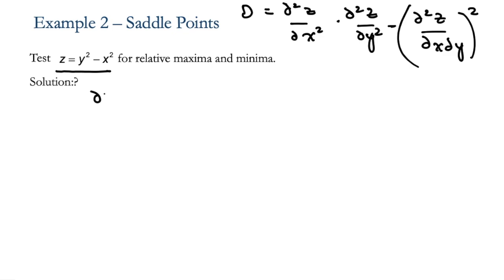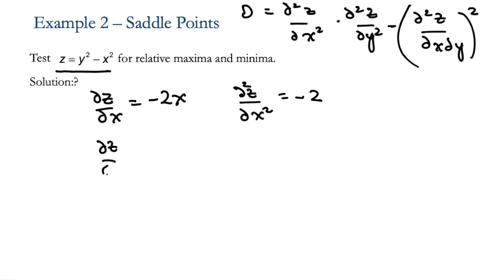Now, let's find the partial derivatives. So we have delta z over delta x equivalent to minus 2x, isn't it? So if I take the second derivative, delta z over delta x once again, I'm going to get minus 2, isn't it? Okay, what about with respect to y? Delta z over delta y, I'm going to get 2y. But if I take the second derivative with respect to y also, I'm going to get positive 2.